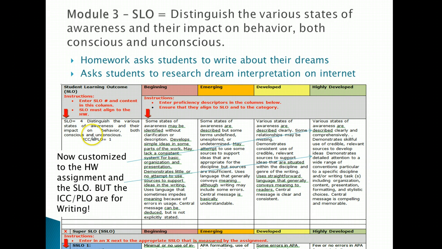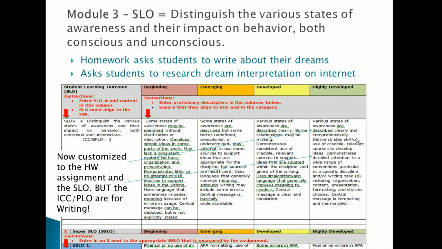So here is the SLO, what we've asked the student to do. We have asked them to distinguish the various states of awareness and the impact on behavior, both conscious and unconscious. The homework actually asks the students to write about their dreams, and then it asks the students to research dream interpretation on the internet. So here we have actually customized that description of what the student has been asked to do.